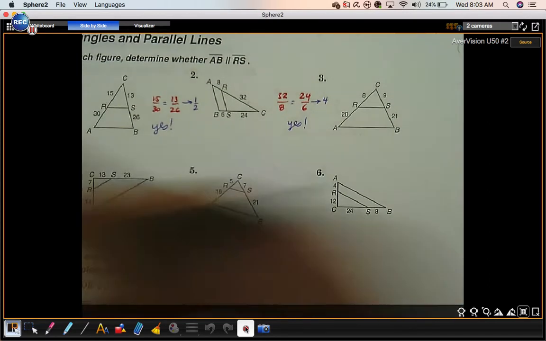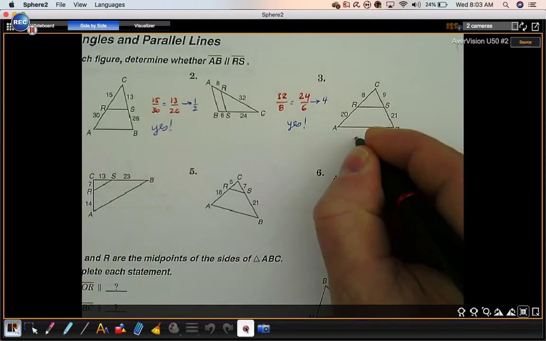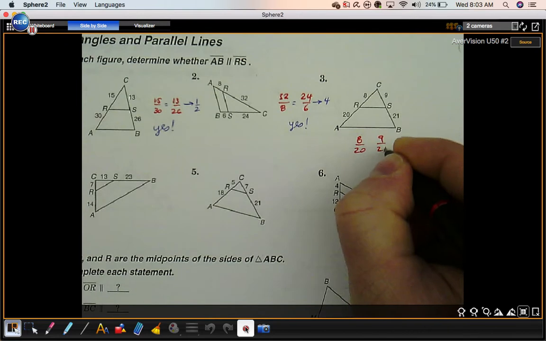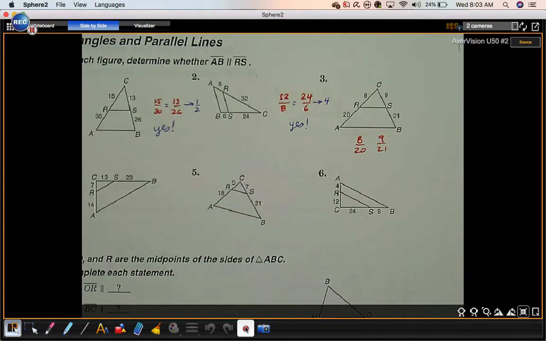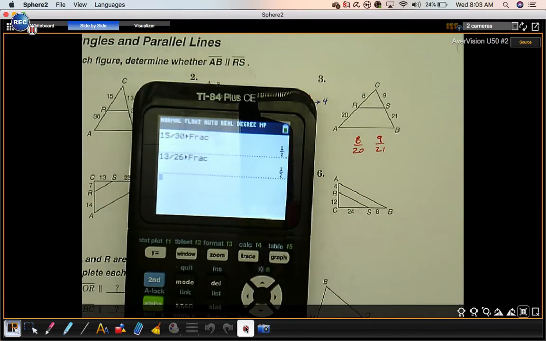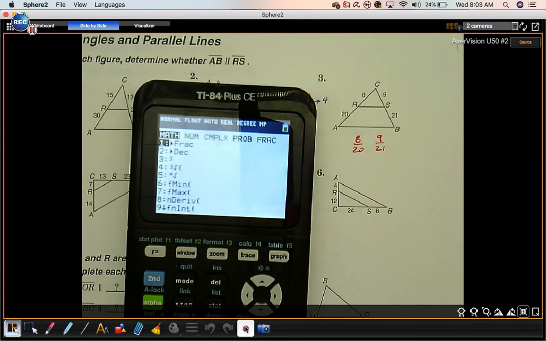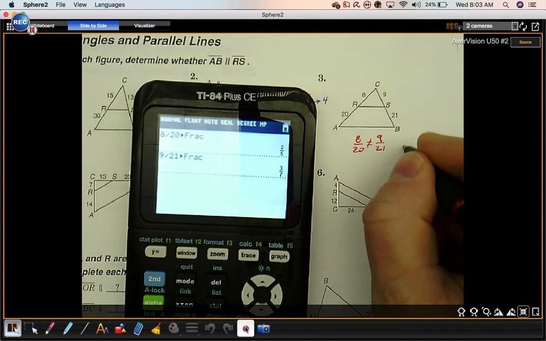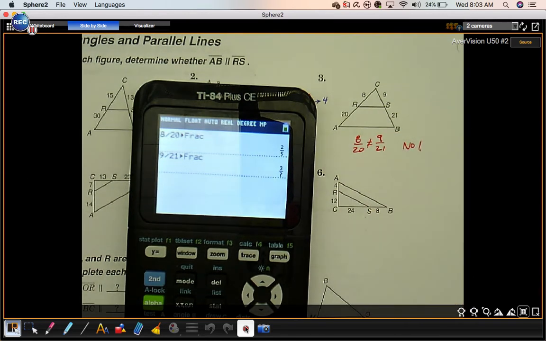Number 3, 8 to 20. Does that equal 9 to 21? Let's see. We're going to type it in. 8 divided by 20 gives us 2/5. 9 divided by 21 gives 3/7. These are not equal. So those segments are not parallel.